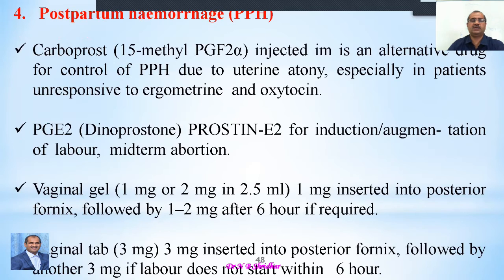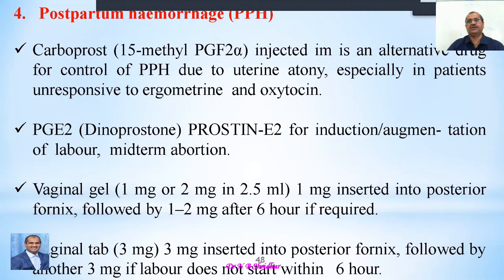And of course, whenever we are operating on the uterus of the animals, there is a chance of postpartum hemorrhage. So this can be stopped by carboprost tromethamine, which is a 15-methyl PGF2 alpha analog. Injected IM, it is an alternative drug for control of PPH, meaning postpartum hemorrhage due to uterine atony, especially in patients unresponsive to ergometrine and oxytocin. If both treatments fail, then carboprost can also be used.